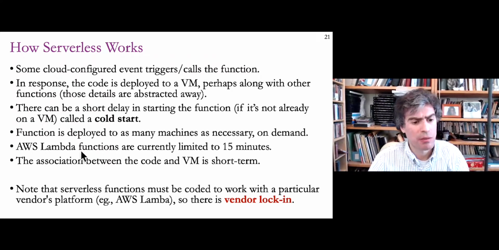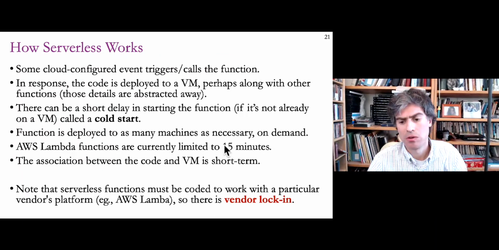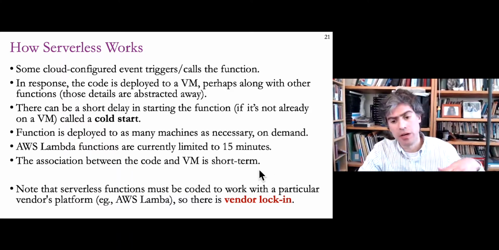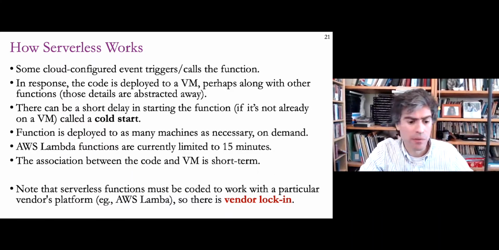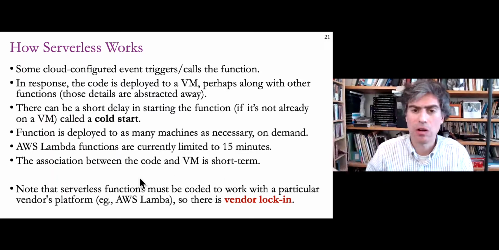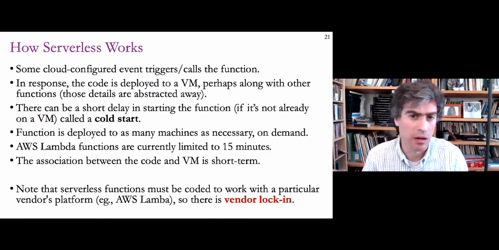On Amazon, the Lambda functions that they provide for serverless computing are limited to running no more than 15 minutes, so that's one limitation. And notice that, like I said before, your code is deployed to some kind of virtual machine when it's run. That association between your code and a virtual machine is a short-term association. Eventually, it'll be migrated away for someone else to use the machine, right? But it's really not your concern, and that whole process is a black box to you. You don't really care how it works as long as your code runs somewhere.